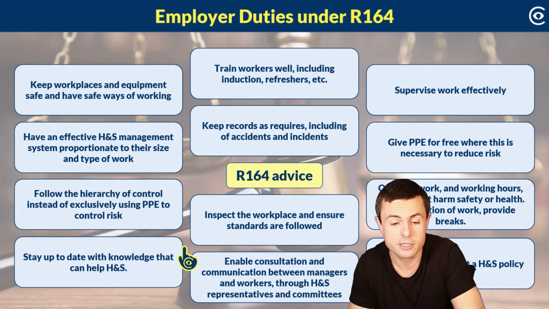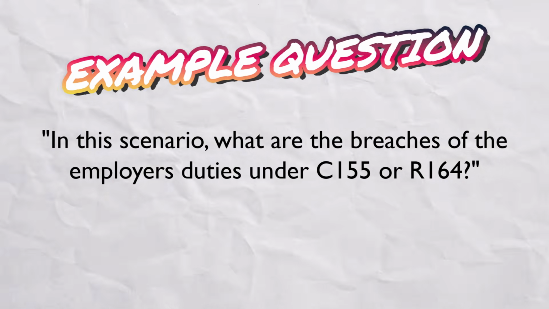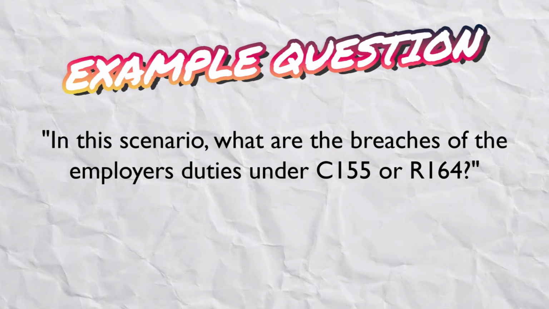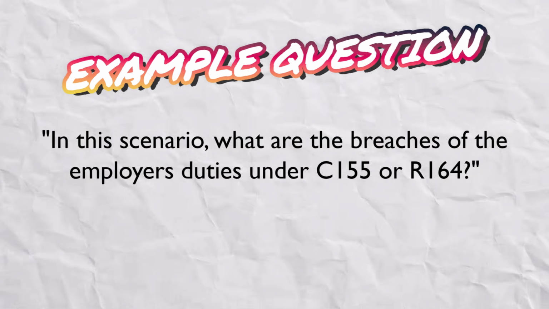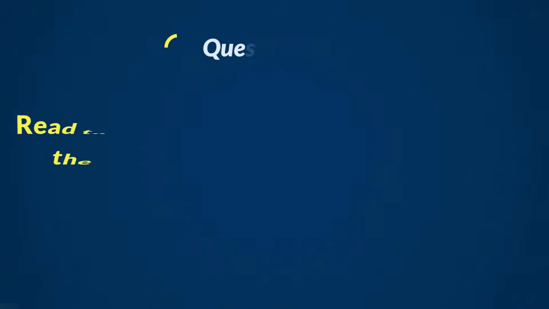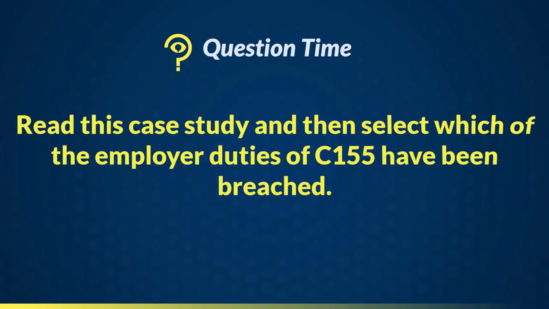Now you could get asked exam questions on that. Asked, in this scenario, what are the breaches of the employer's duties under C155? Or R164, or both. Maybe both are included. We'll see. On that note, let's do a quick exercise, shall we? So here's a really short case study. Read this and then select which of the employer duties of C155 have been breached. And remember to scroll down if you can't see the full answer.